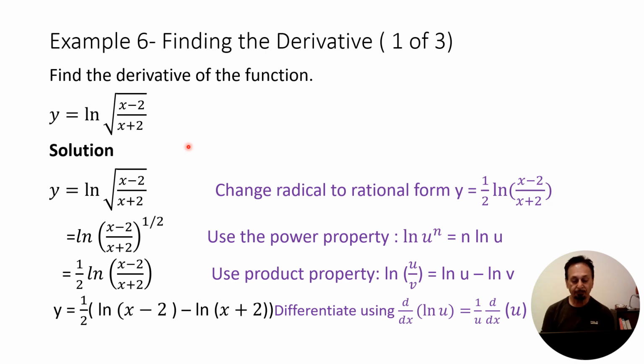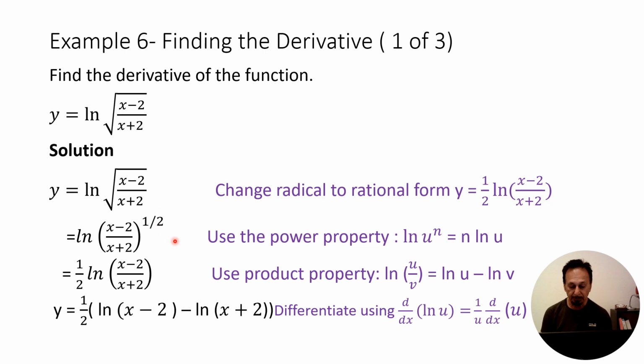Example 6. We're going to find the derivative of y equals natural log of the square root of x minus 2 over x plus 2. It's too complicated, so first you apply all the rules or properties of the natural logarithm. Let's start with this: y is equal to natural log of the square root of x minus 2 over x plus 2. First we rewrite this in radical form, so it looks like natural log of x minus 2 over x plus 2, to the 1/2.